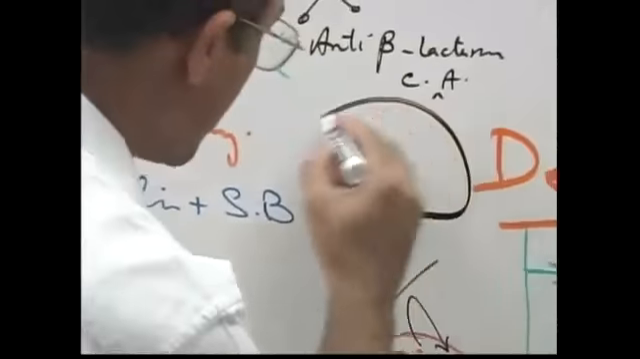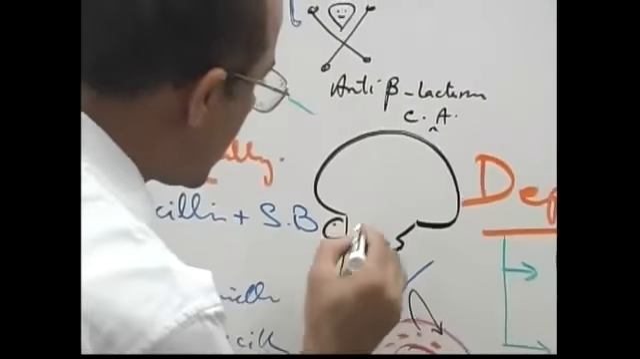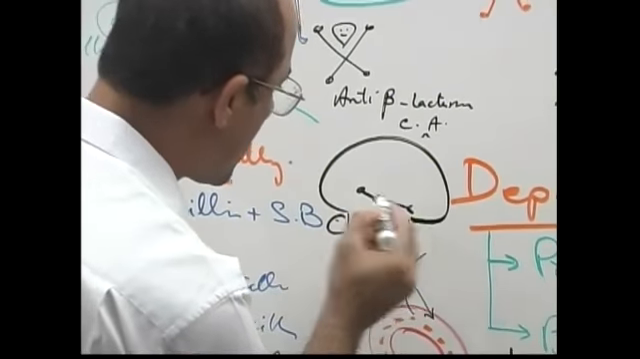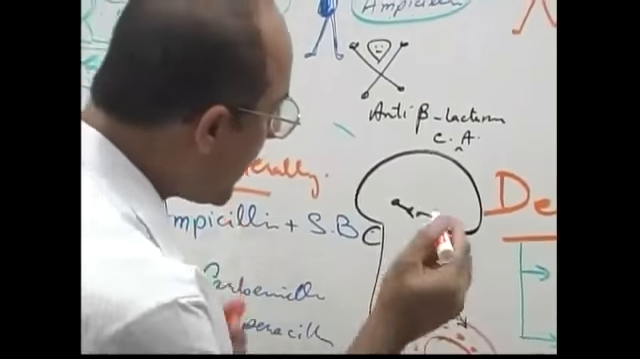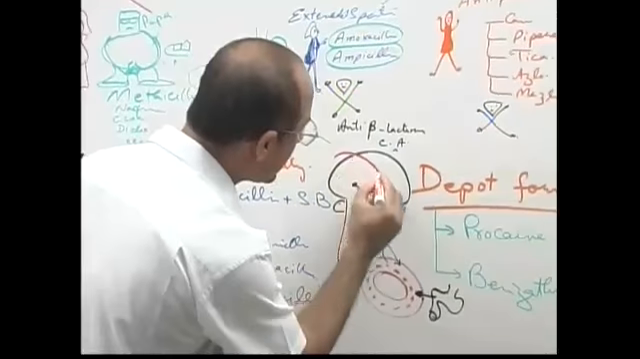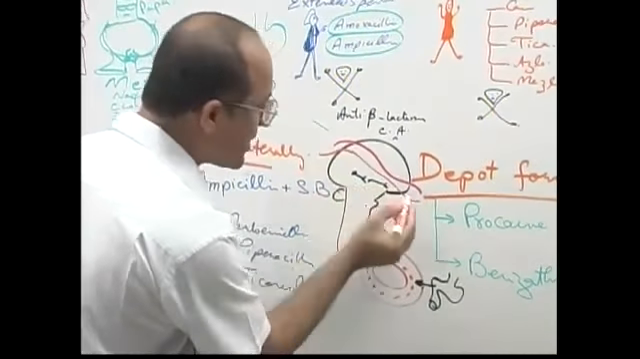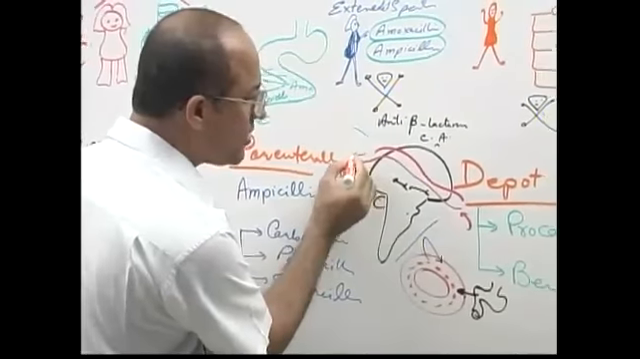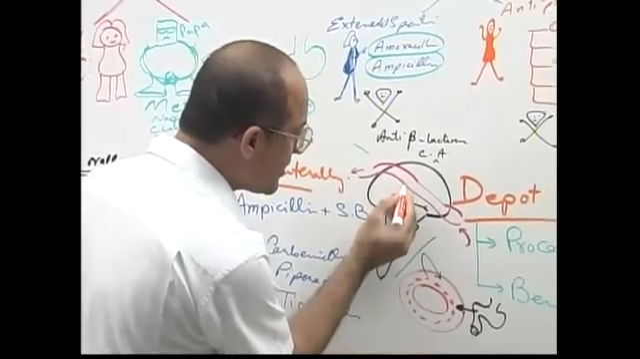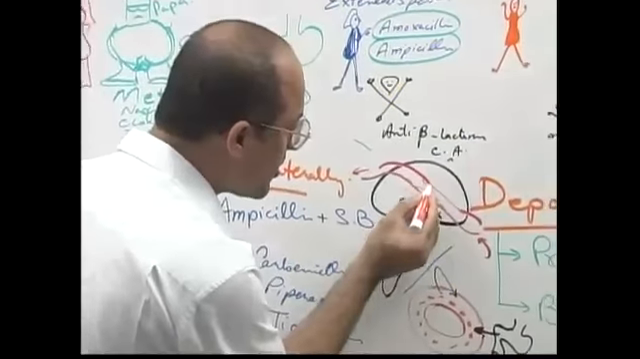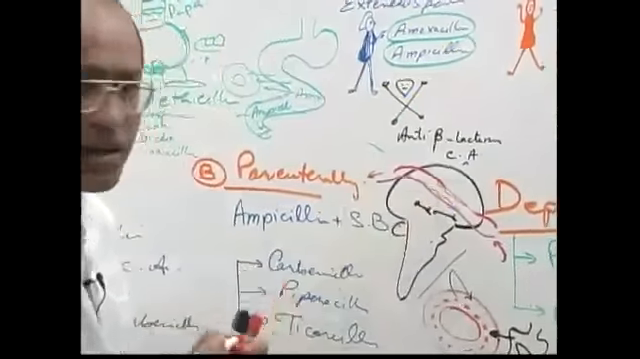Look, here is your central nervous system, right? Here are your neurons, right? And here is, suppose, your blood vessel passing, this is the arterial side and this is the venous side. And let's suppose here are the capillaries. And these are which cells? Endothelial cells. This is cerebral capillaries.